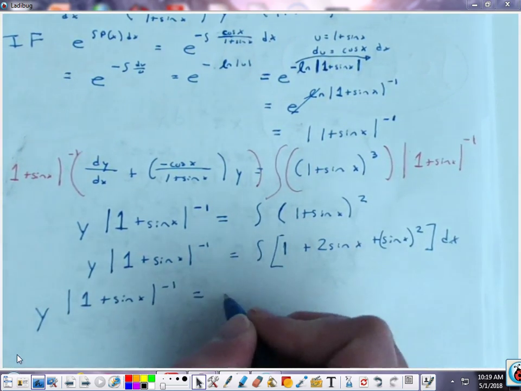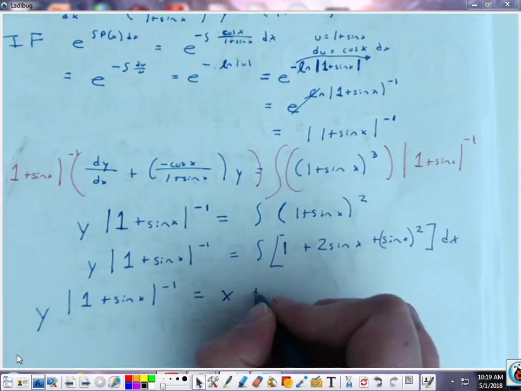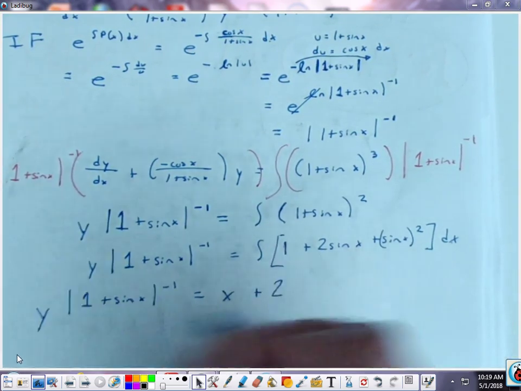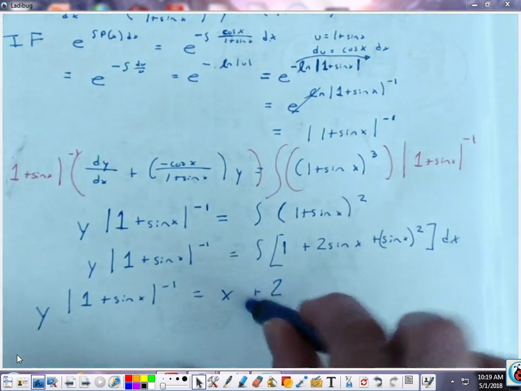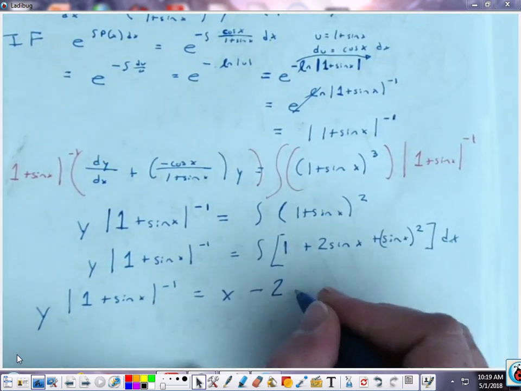Okay, so if we integrate 1, we get x. If we integrate 2 sine x, the 2 comes out. What do you get when you integrate sine? Negative cosine. Okay, so let's go ahead and change this to a negative.